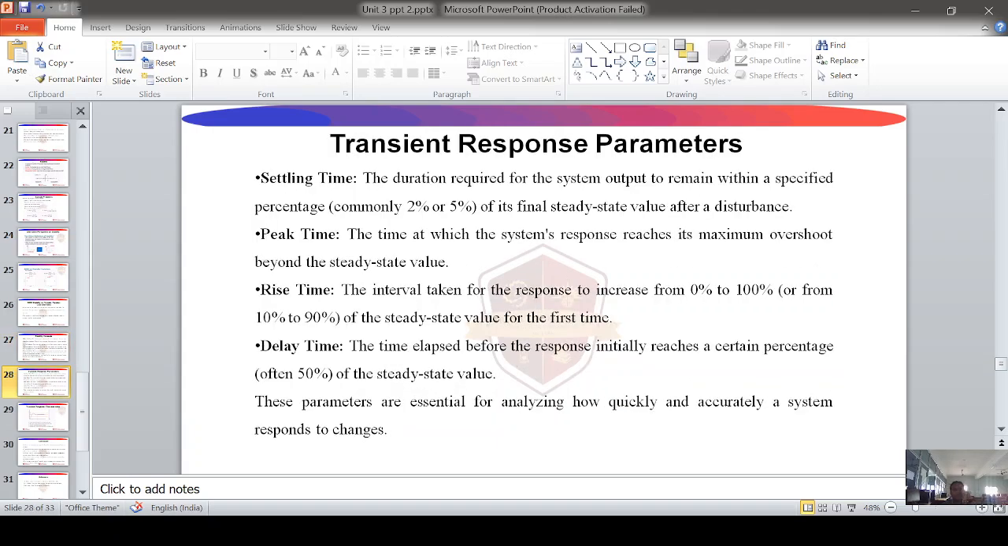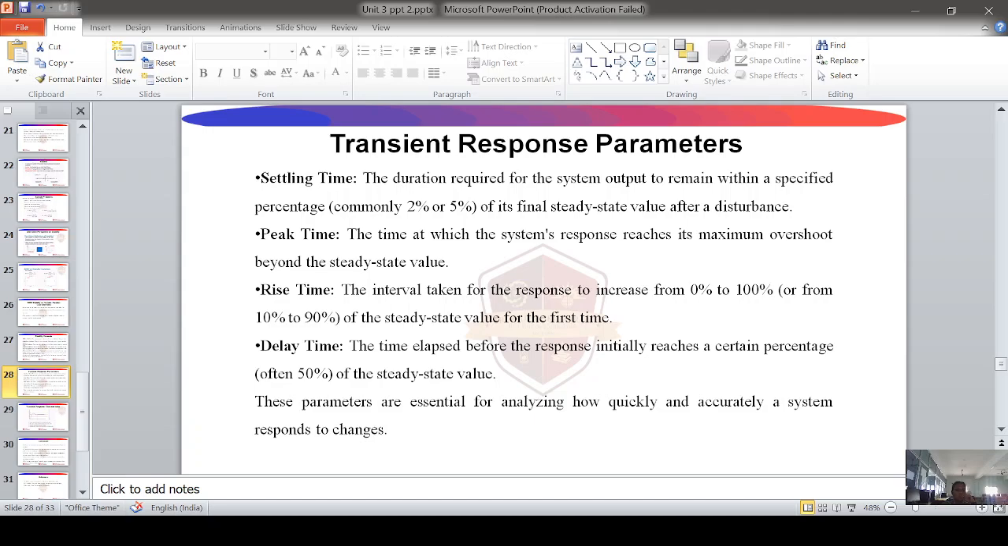Then transient response parameters: settling time, peak time, rise time, delay time. Settling time means the duration required for the system output to remain within a specific percentage, commonly 2% or 5%, of its final steady state value after a disturbance. Then peak time, the time at which the system's response reaches the maximum overshoot beyond the steady state value.